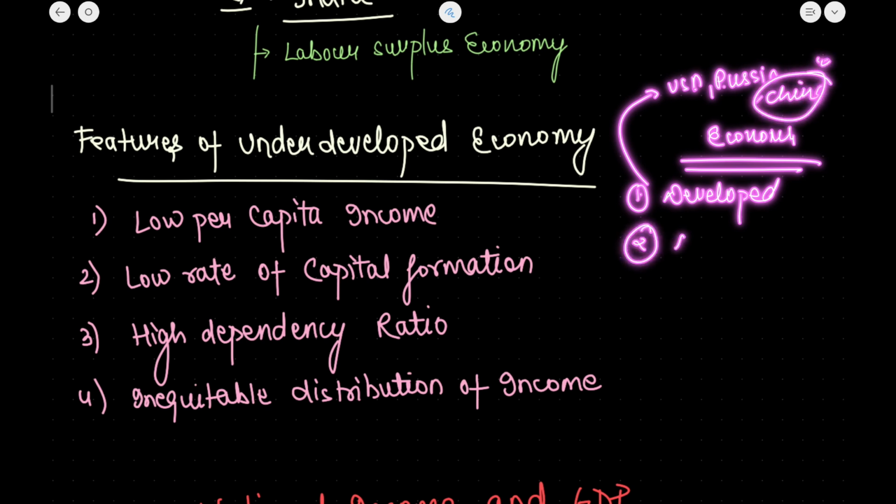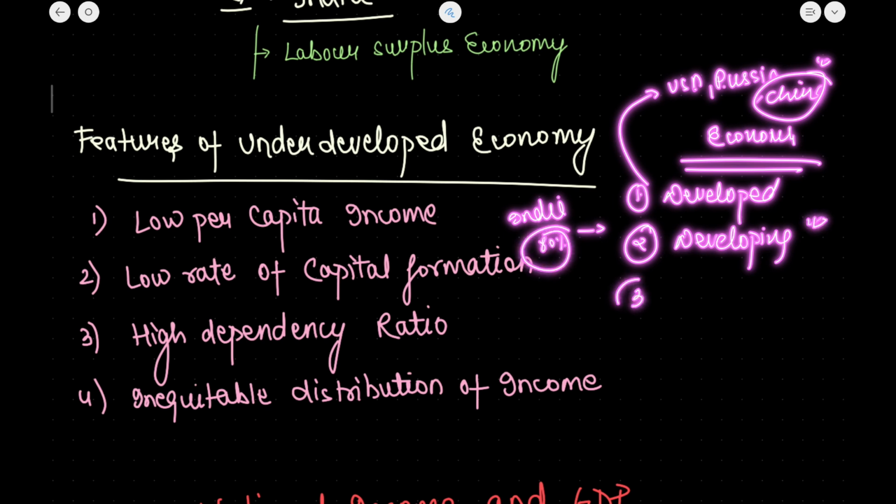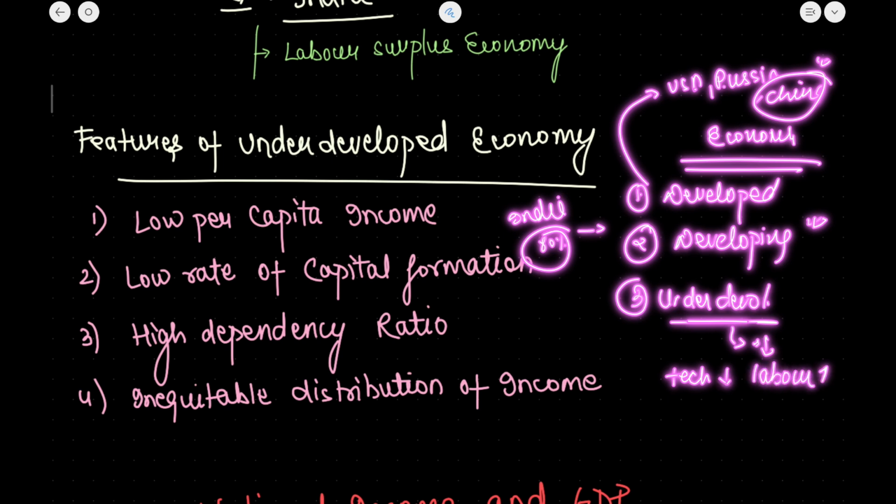On the second level, there is developing. Now countries like India and around 80% of the countries of the world term themselves as developing. And at the last level comes the underdeveloped. An underdeveloped economy is the economy which is at its lowest level. Technology is also not there, labor surplus is absolutely there, availability of capital is not there, and per capita income, or the income that people earn, is also very low.